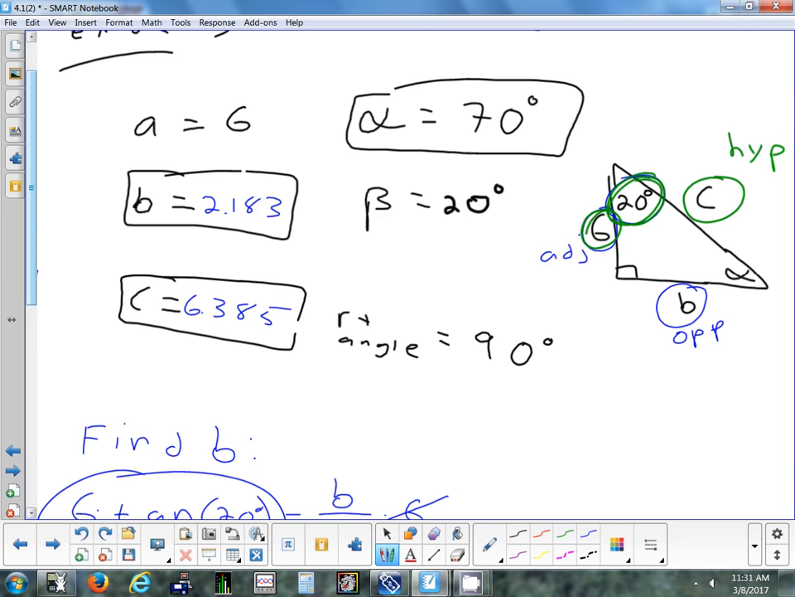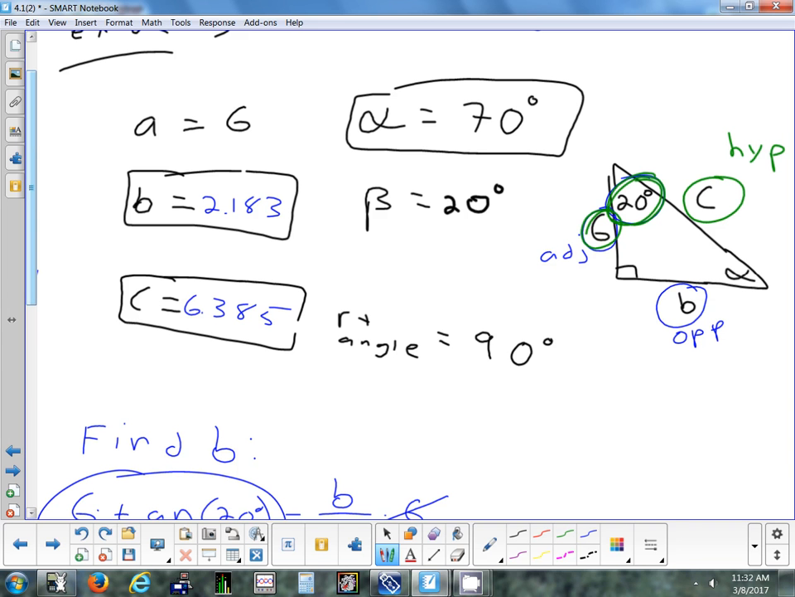Does anybody know what has to always be true about the 3 sides in a triangle? Because I could give you 3 random numbers that don't make up a triangle. 2, 2, and 1,000. You're not going to make a triangle with sides 2, 2, and 1,000. They won't connect. So there's a rule that kind of helps you. The hypotenuse is always bigger than the other 2 sides.